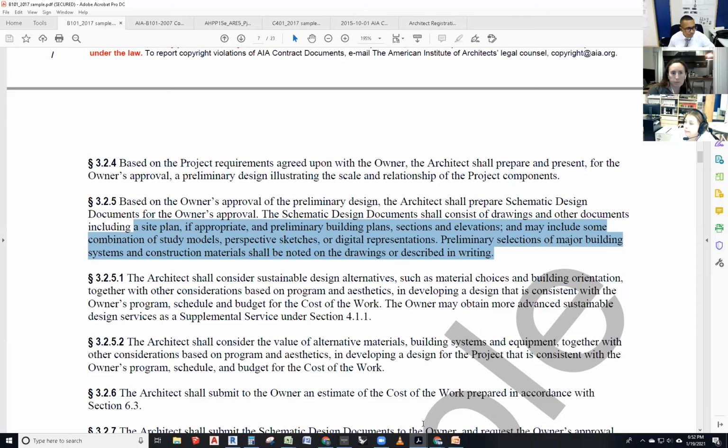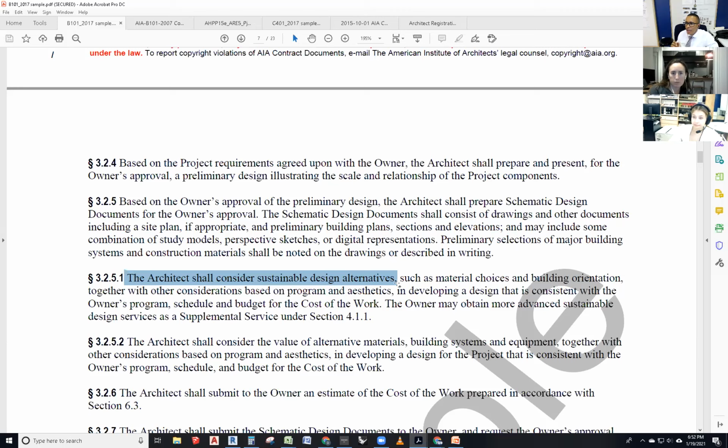Think about that. So section 3.2.5.1: the architect shall consider sustainable alternatives. This is a mandate now because AIA wants us to. I mean, everybody wants us to be sustainable. So they're putting this language in here to say be sustainable. Like, I want you to be sustainable. That's part of your ethical duty.